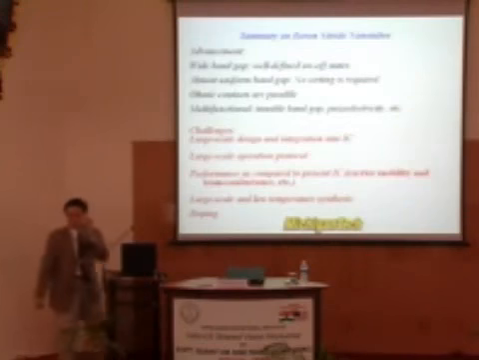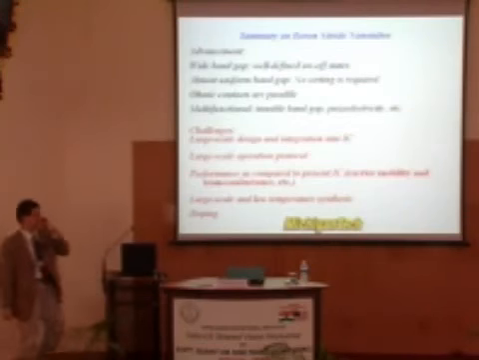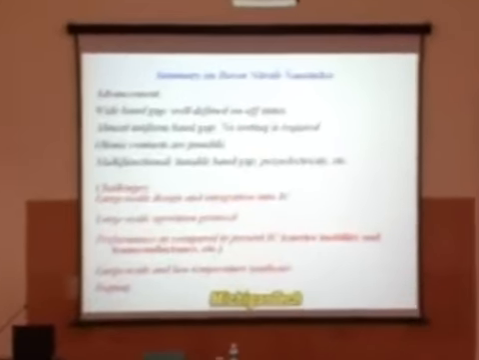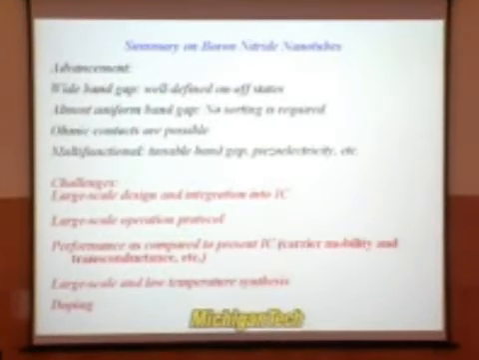All right, quickly summarize what you have in boron nitride tubes. It's a wide band gap. You can have very well-defined on-off states, and less noisy devices can be made. They have an almost uniform band gap, so you don't have to sort the tubes that you make. Just use them, all right?